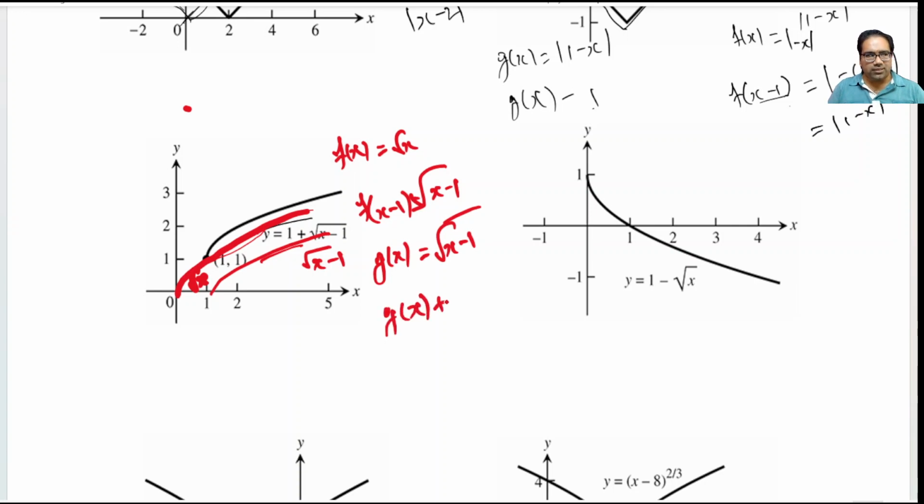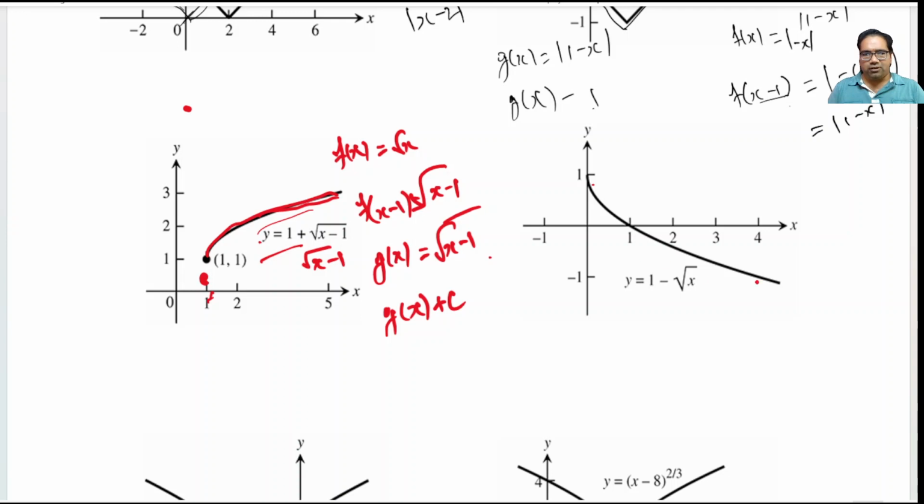Now, if g of x is root of x minus 1, then g of x plus a constant will be this graph shifted upwards by 1 unit. Then what is y? Y equals 1 plus g of x, that is 1 plus root of x minus 1. That means this graph will be shifted 1 unit upwards. So that is our final graph, y equal to 1 plus root of x minus 1.